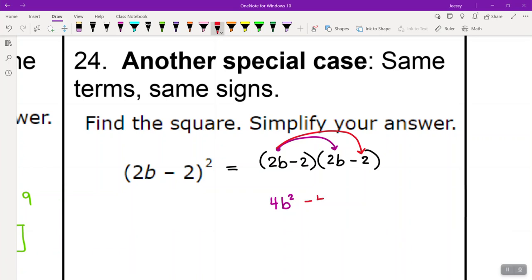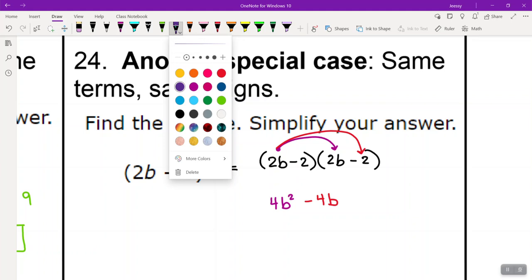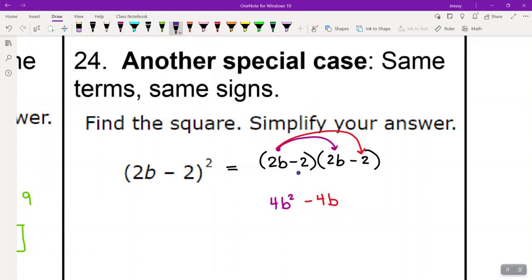Negative 4b. All right, let's see what other color. Purple. Here we go. Or blue, I'm not sure. All right, did you do this one? Negative 2 times 2b. Jaden? What did you get? All right, then lastly, did you do negative 2 times negative 2? What you get? Let's see if you don't mess up on the signs. Negative 2 times negative 2. Positive 4. Negative times negative is going to give you positive.